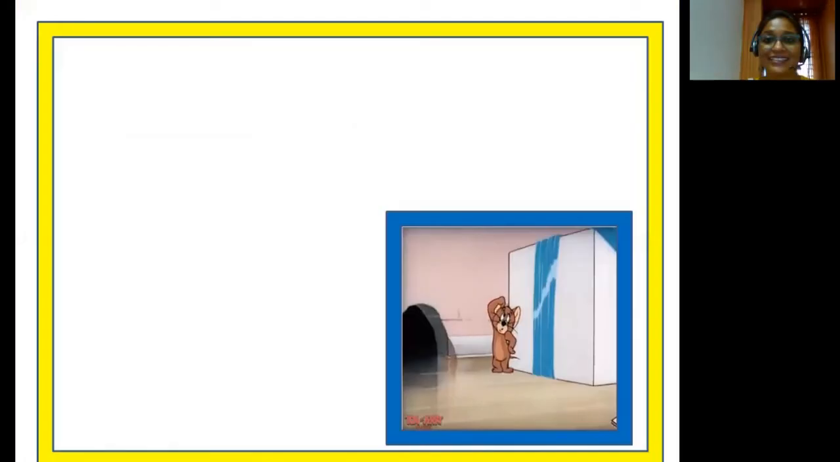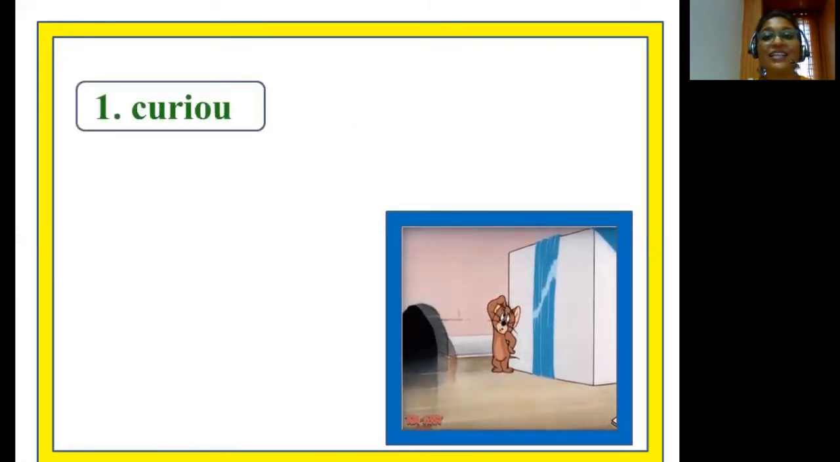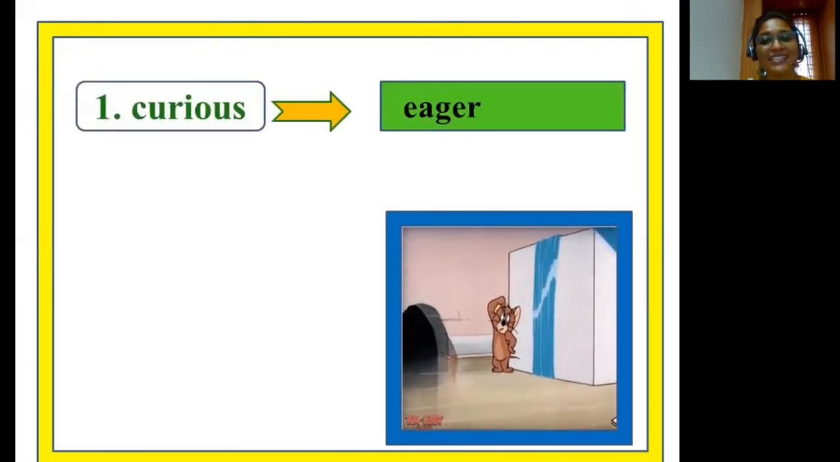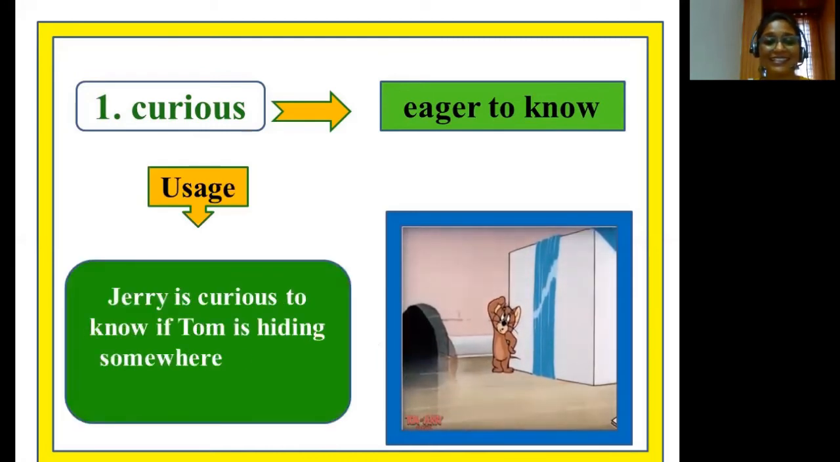Why. The first new word that we came across in the poem Why is curious, and it means eager to know. In the gif that is given here, you will find Jerry curious. He is curious or eager to know if Tom is hiding somewhere to catch him. Children, using the word curious, I have framed the sentence. Jerry is curious to know if Tom is hiding somewhere to catch him.